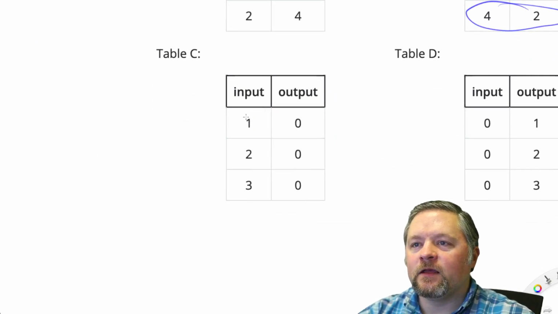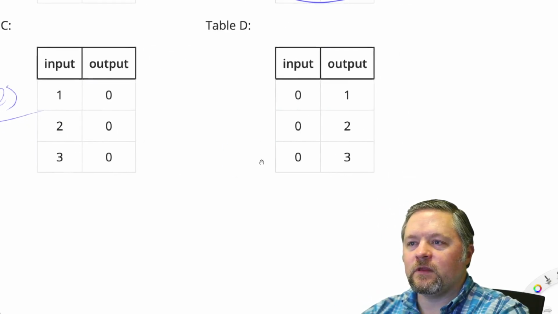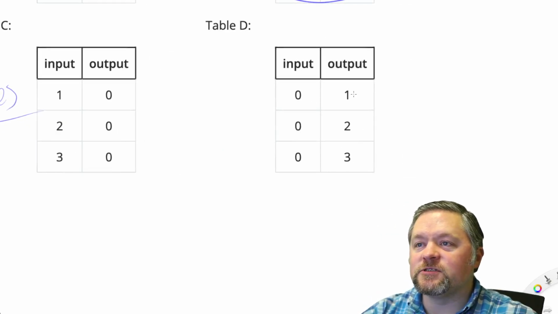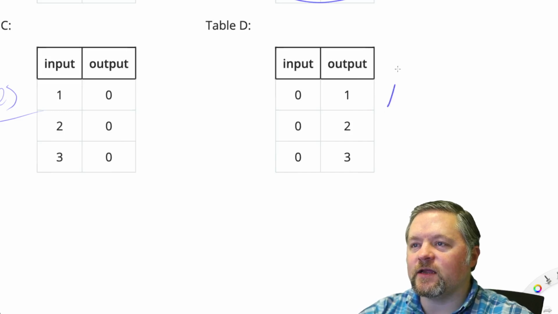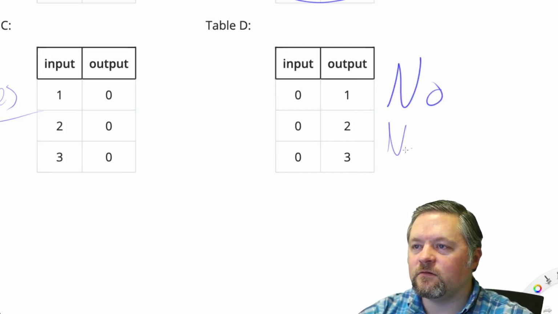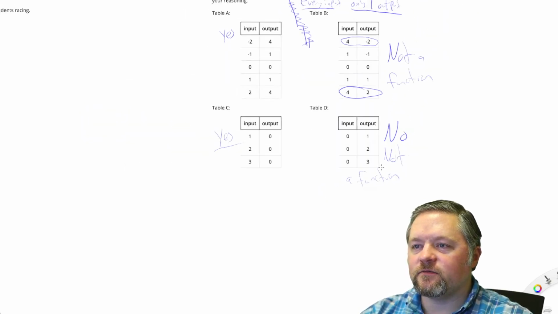C. Input 1, get out 0. Input 2, get out 0. Input 3, get out 0. Every possible input has only one possible output. Yes, that is a function. Next here, if we input 0, get out 1. Input 0, get out 2. Input 0, get out 3. Well, if I input 0, I don't know if I'm going to get out a 1, 2, or 3. That is not a function.